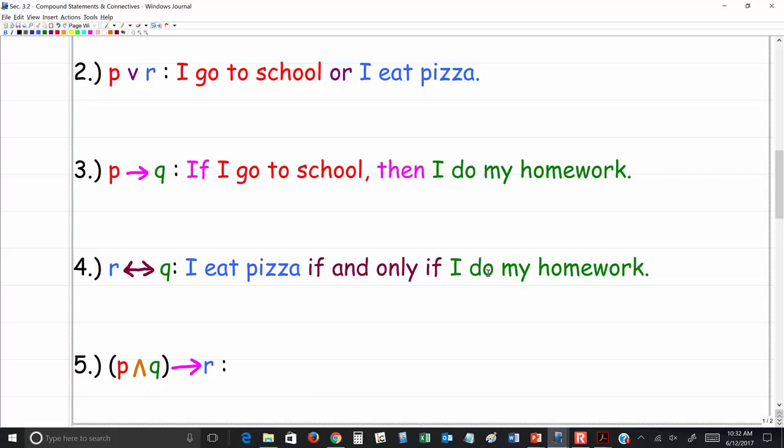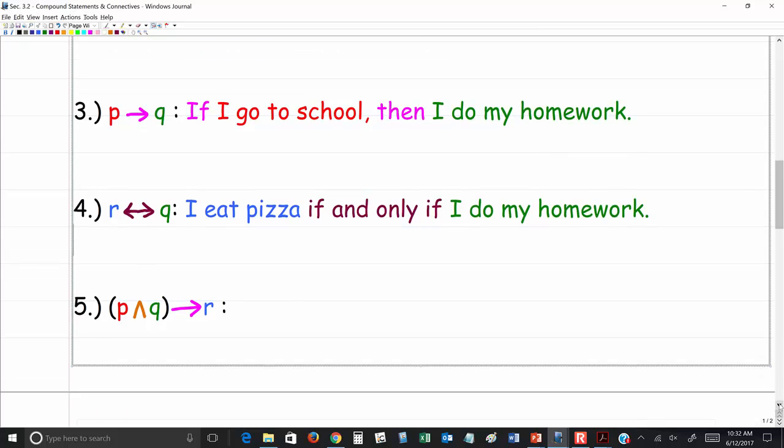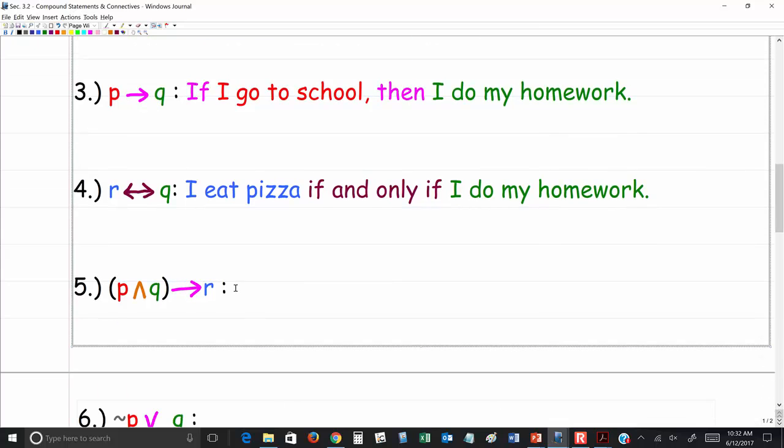Any questions so far? Okay. So number 5, P and Q implies R, or if P and Q, then R. So if I go to school and I do my homework, then I eat pizza.